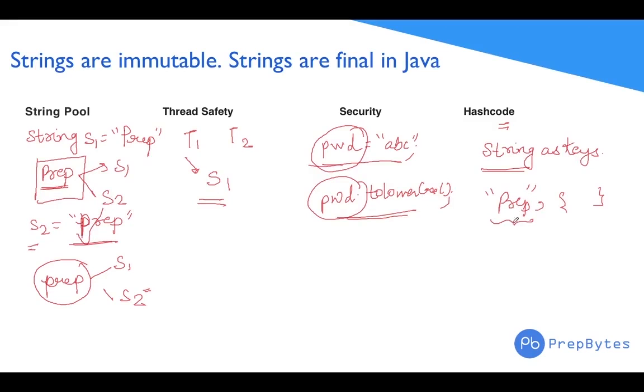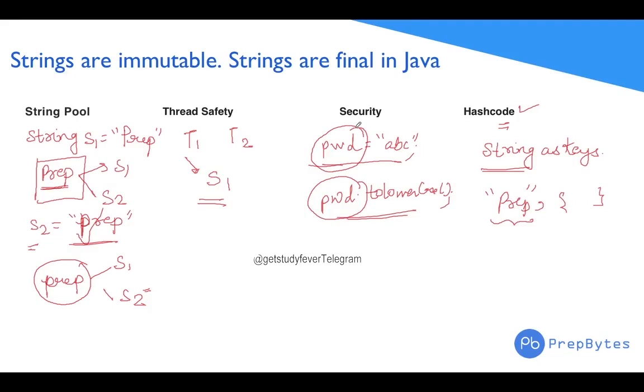So again, if we try to change this particular value, then obviously the hash code will change and it will lead to unwanted results. So these are a few reasons which tell us why it is okay to have strings as immutable in Java.